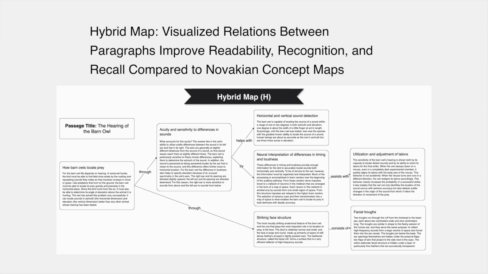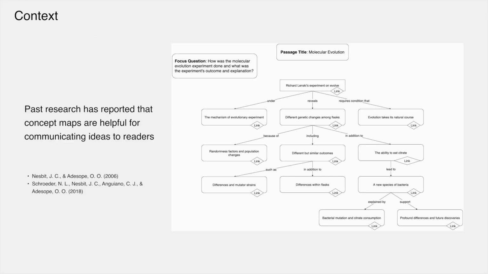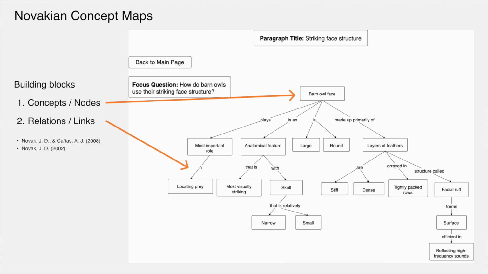In this study, we introduce hybrid maps and compare reading through them with Novakian knowledge models. Past research has reported that concept maps are helpful for communicating ideas to readers. In this study, we refer to concept maps as they were defined by Novak and Kanyas.